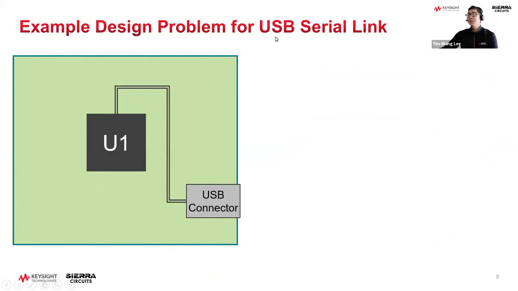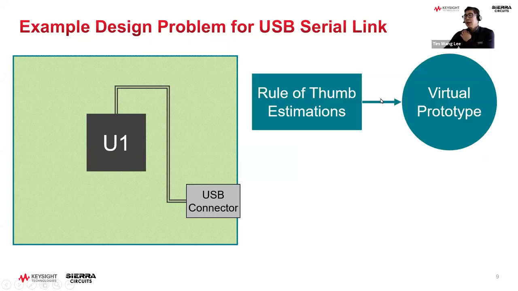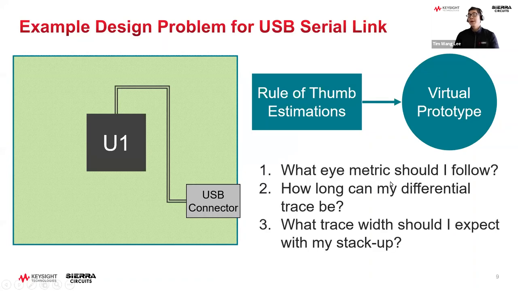It's going to be a USB serial link, where I have the USB connector on the right-hand side, and we have some controller in the middle. There are a few questions that we're going to answer by looking at the rule of thumb estimations and virtual prototype. Number one, what eye metric should I follow? Number two, how long can my differential trace be? And number three, what trace width should I expect with my stack up?